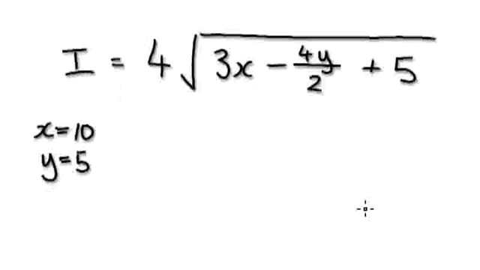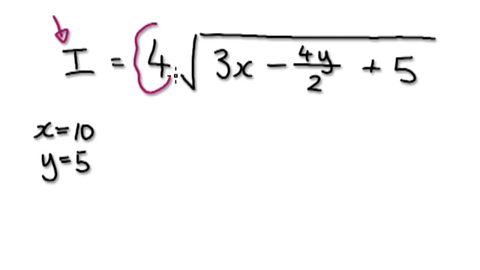Let's give you some more examples. Okay, I equals blah blah blah blah here. X equals 10, Y equals 5. What is I? Somehow you've got to work out this I here.